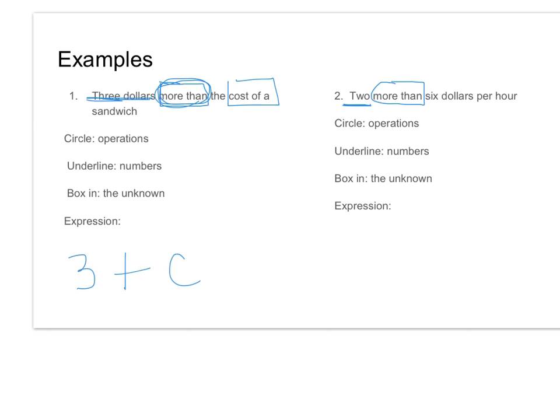But we do not know, this one's a little tricky, we don't know how many hours it's going to be. So if it's 2 hours, 3 hours, it might change. So it's saying $6 per hour, but we do not know how many hours. So we can also underline the 6. So our expression would be 2 more than $6 per hour. So I'm going to do 6 times H, 6 times the number of hours.